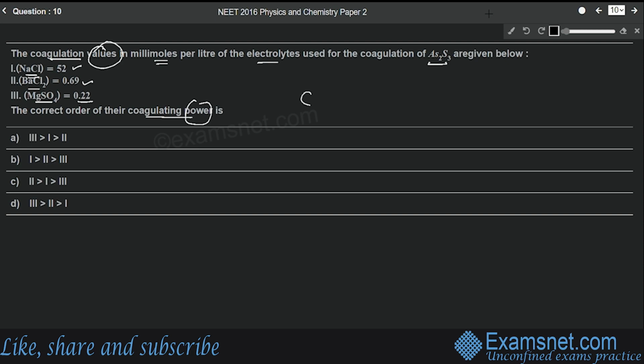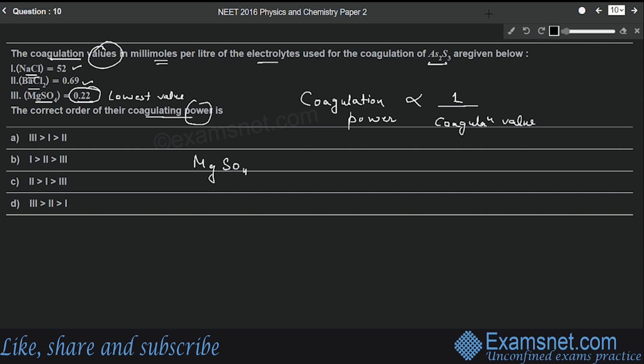We know that the coagulation power is inversely proportional to the coagulation value. That means lower the coagulation values, more will be the coagulation power. So which has the lowest value? The third one, this has the lowest value. That means magnesium sulfate will have the highest coagulation power, because these are inversely proportional. So magnesium sulfate will have highest coagulation power.